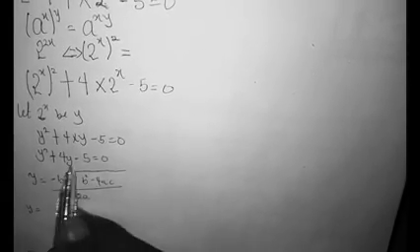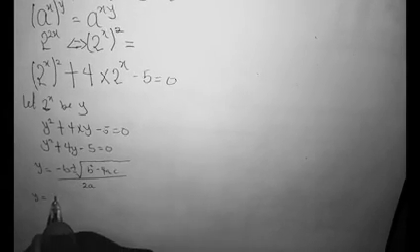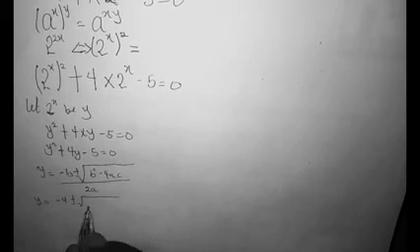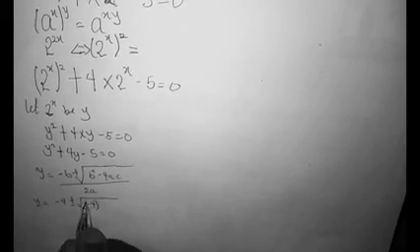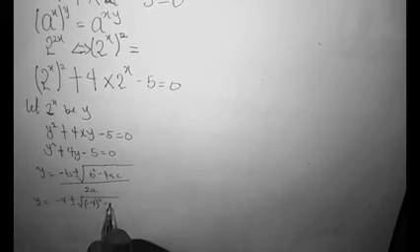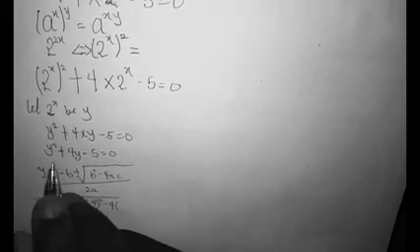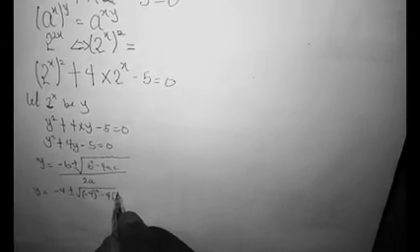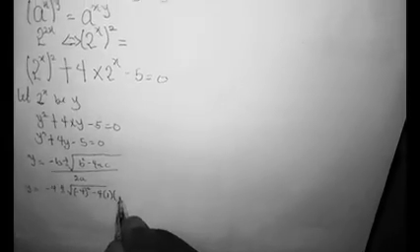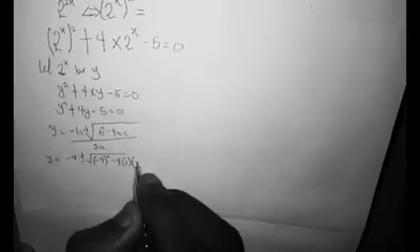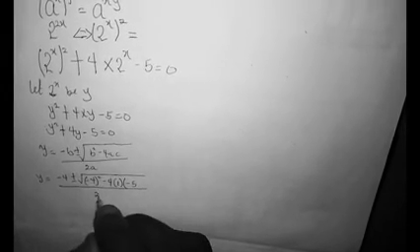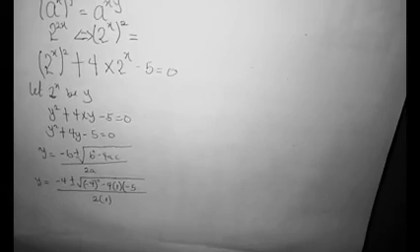And that will give you y equals, what's your b? Your b is 4, and that will be minus 4 plus or minus the square root of 4 squared minus 4 times a. What's your a? Your a is 1, which is the coefficient of y squared here. Then your c is what? Minus 5, all over 2 times 1, which is your a.